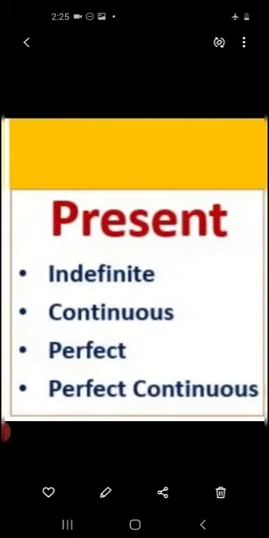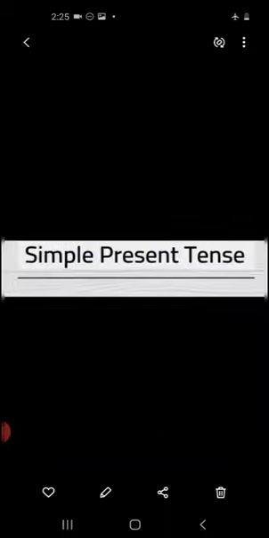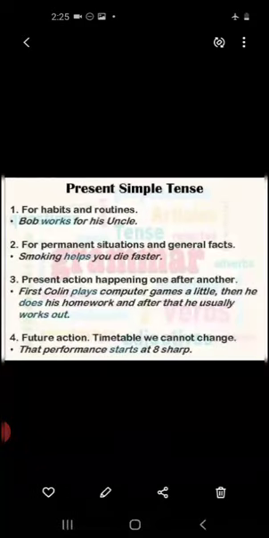we will discuss the four subparts of present tense. All right, so let's start with simple present tense or present indefinite. Very first we have to see where we can use simple present tense. We have to see the uses of simple present tense.